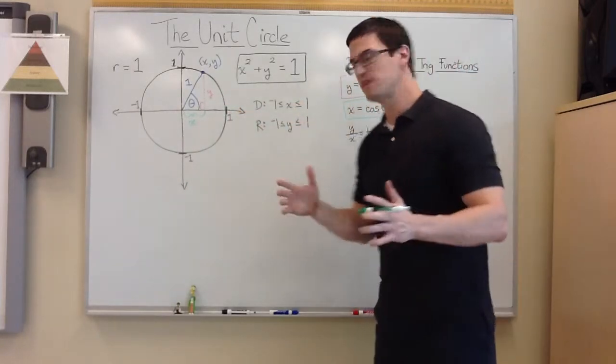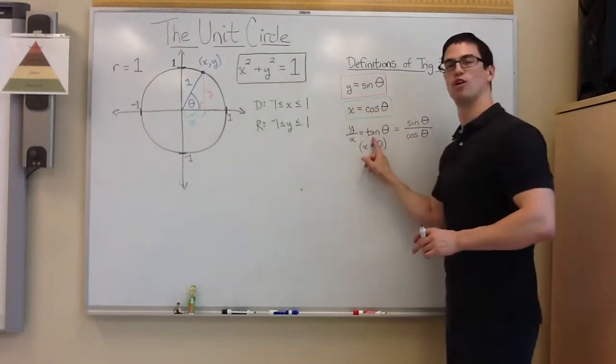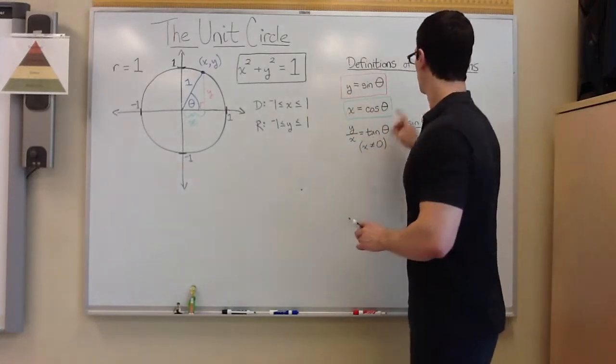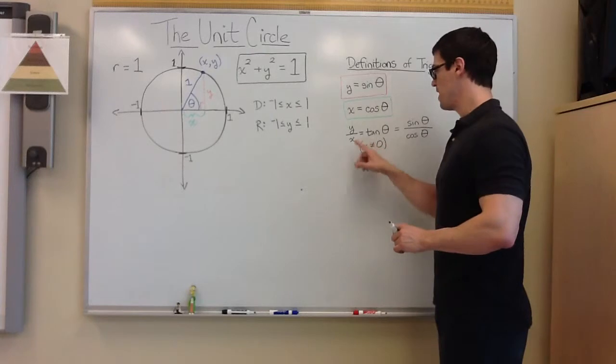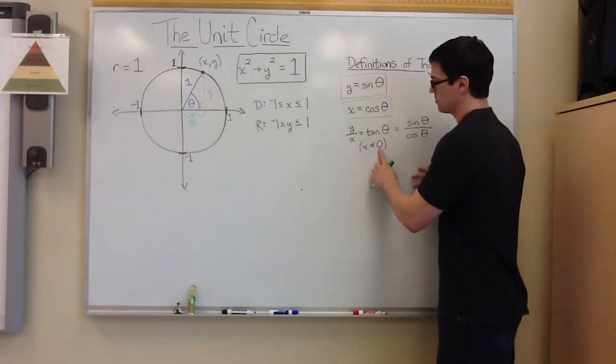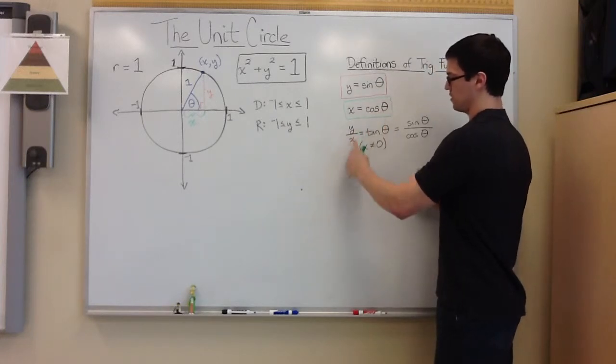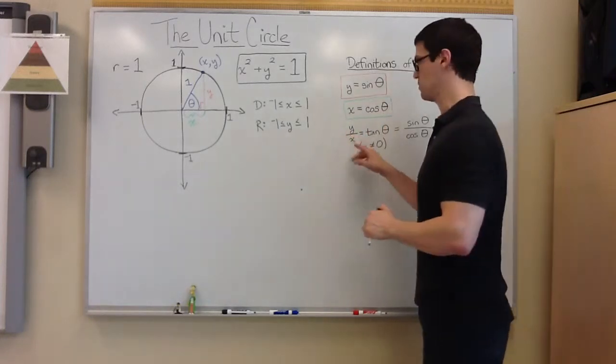Now you can take these two functions, and if you divide them by each other, if you do y over x, you get what's called tangent. Okay? That's our third trig function that we're going to go over. And it's really important to know that you can't actually have x equal to 0. Here, if x was equal to 0, cosine theta would be 0. You can't divide by 0. That wouldn't make any sense.